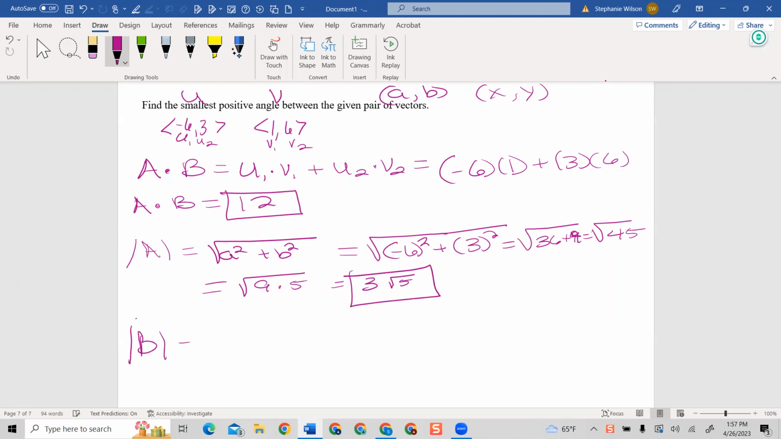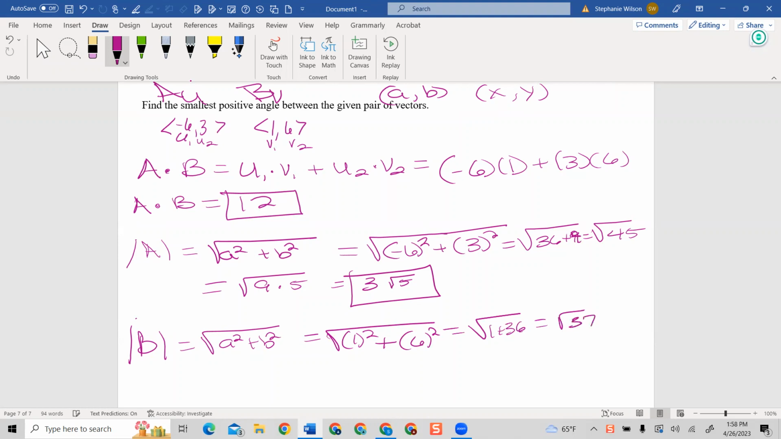Take the magnitude of B. We're going to do the same thing, but of the next ordered pair. So this ordered pair is A, this ordered pair is B. So I got 1 squared plus 6 squared. Clean my mess up right here. Okay, so 1 plus 36, 37, square root of 37. So that's the magnitude of B.